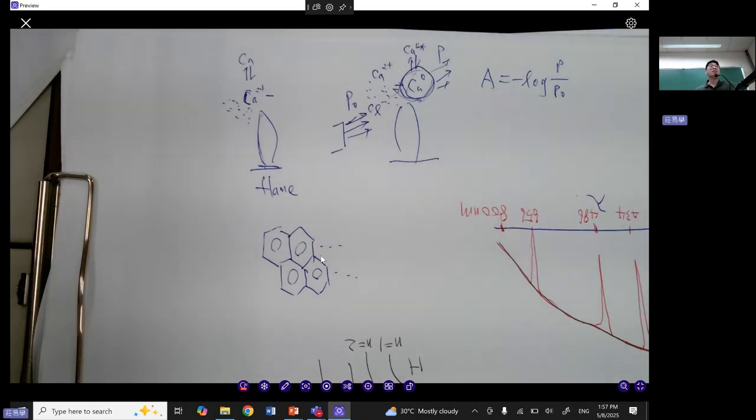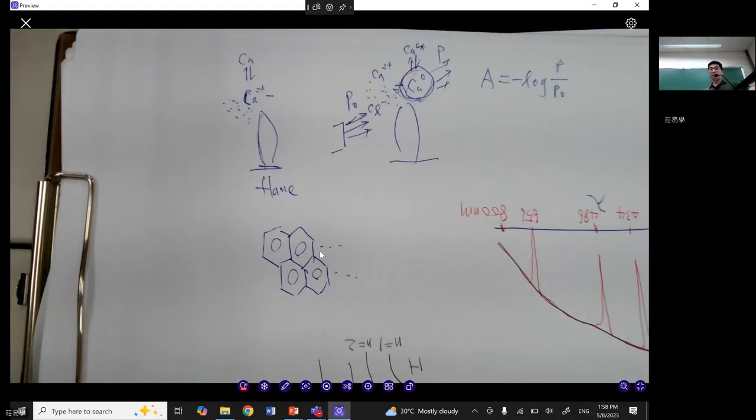So in the case of GFAA, the fuel is no longer needed because what you need is electricity. By applying a voltage across a graphite, it generates heat, and the temperature can easily reach like 2,000 or 3,000 K.